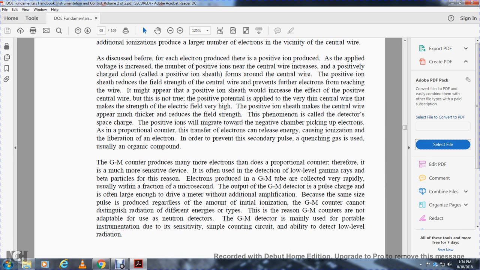The Geiger-Muller counter can produce more electrons than the proportional counter, therefore it is much more sensitive. Such devices are often used for detection of low levels of gamma rays and beta particles. The collection of electrons produced in the Geiger-Muller tube is very rapid, usually a fraction of a microsecond, and the output of the Geiger-Muller detector is a pulse of charge, often large enough to drive a meter without additional amplification. Because the size of the pulse is the same regardless of the amount of initial ionization, the Geiger-Muller counter cannot distinguish radiations of different energy types. Geiger-Muller counters are not acceptable for use as neutron detectors. The Geiger-Muller detector is mainly used in portable instruments due to its simple circuit and its ability to detect low levels of radiation.